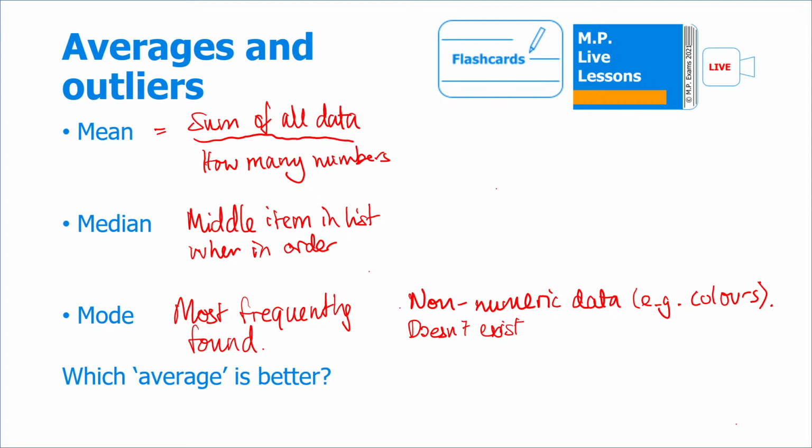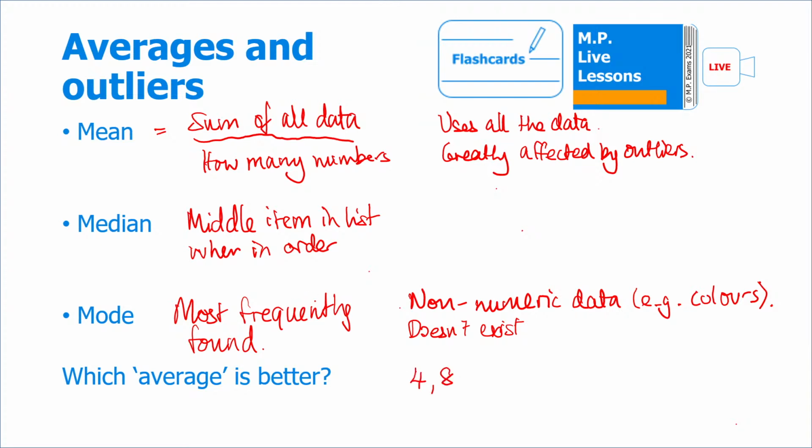At the other end, I'd say the mean is the most useful because it uses all the data. However, it can be greatly affected by outliers. For example, let's say we have the list 4, 8, 18, 50. We can see the 50 is an outlier.